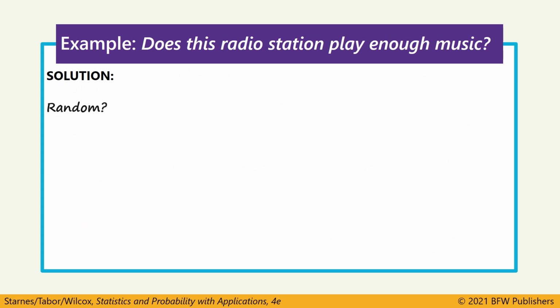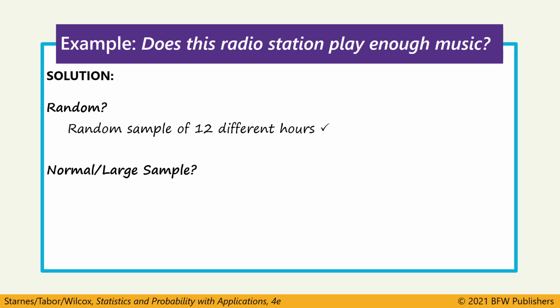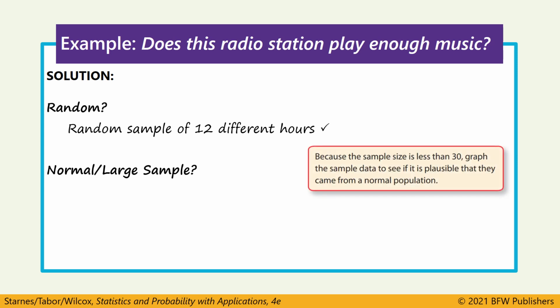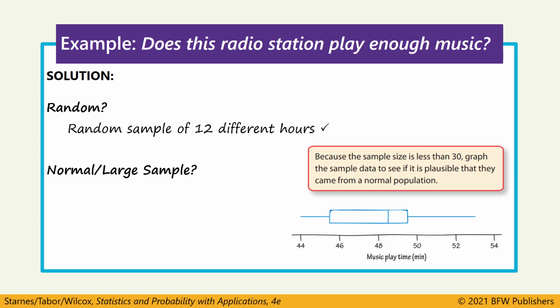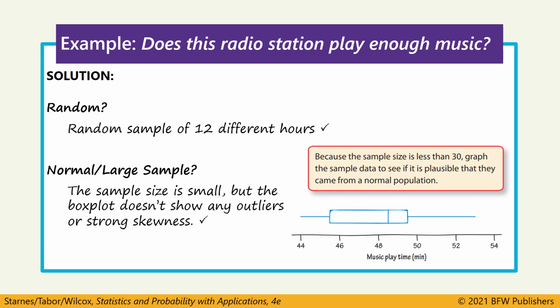When we check the conditions, we have a random sample as was stated in the problem, and 12 hours is less than 10% of all hours of radio played by the station. We don't have a large enough sample because we only have 12 values, and it doesn't say anything about the original population being normally distributed. So instead, we're going to take the data that it gave us and make some kind of graphical display. It can be a dot plot, a histogram. In this case, we're going to use a box plot. In this box plot, we don't see any strong skews or outliers, so we're going to say that meets that criteria for us.